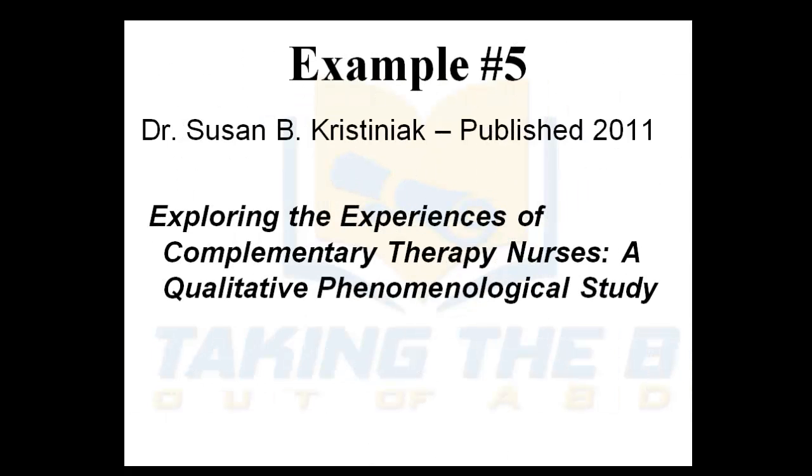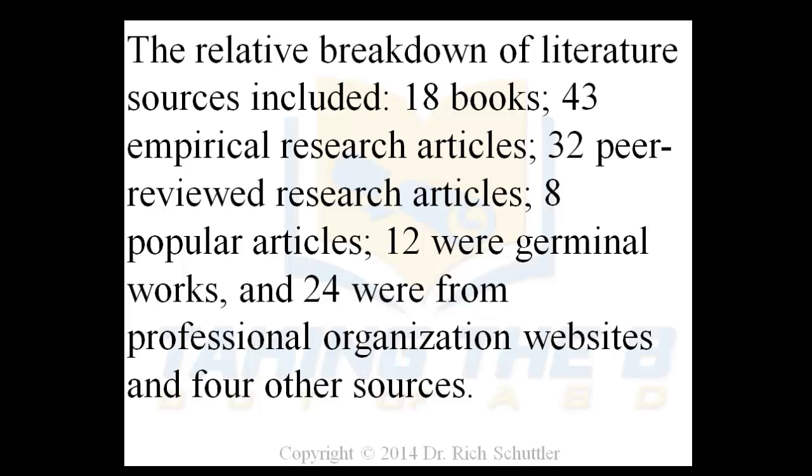Now, the final example I'll share with you from Dr. Susan Krysteniak. Her work was published in 2011, and her dissertation is titled Exploring the Experiences of Complementary Therapy Nurses, a Qualitative Phenomenological Study. She suggested in her work the relative breakdown of literature sources include 18 books, 43 empirical research articles, 32 peer-reviewed search articles, 8 popular articles, 12 journal works, and 24 from professional organization websites and 4 other sources. She could have put this together in a table or added a table to include it if she wanted to, but you can get a sense from this sentence basically where her information came from.